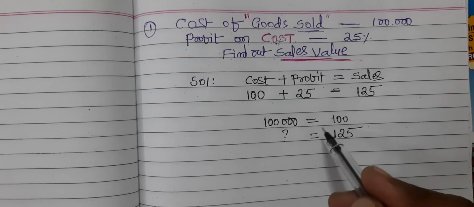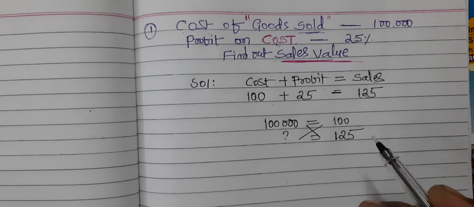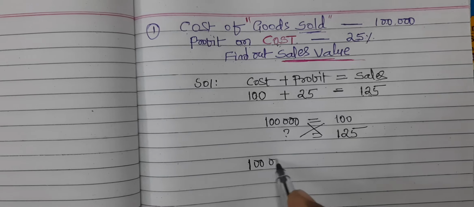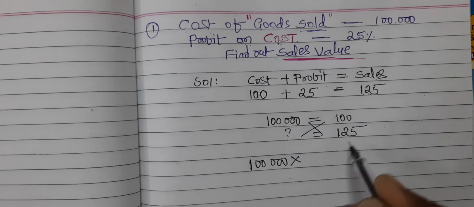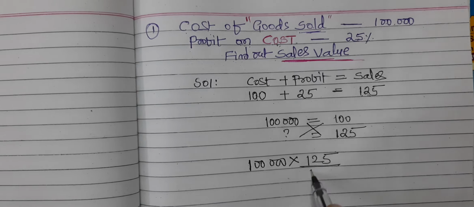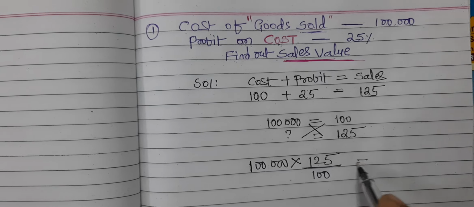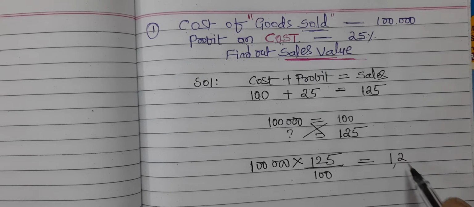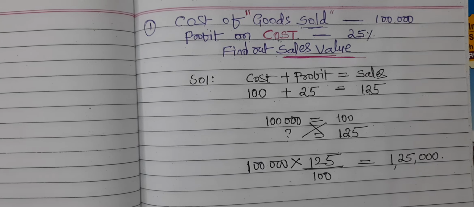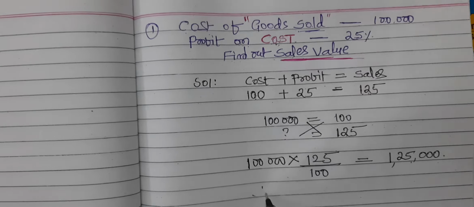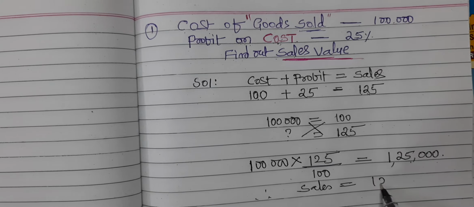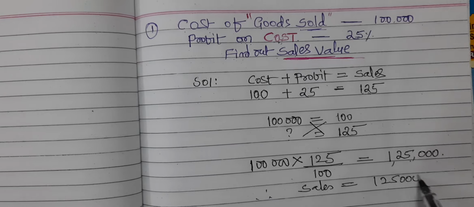In this situation, do a cross multiplication. 1 lakh into 125 by 100 is equal to 1,25,000. Therefore, sales is equal to 1,25,000.